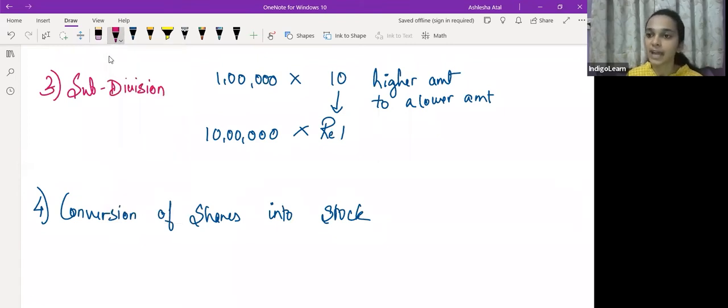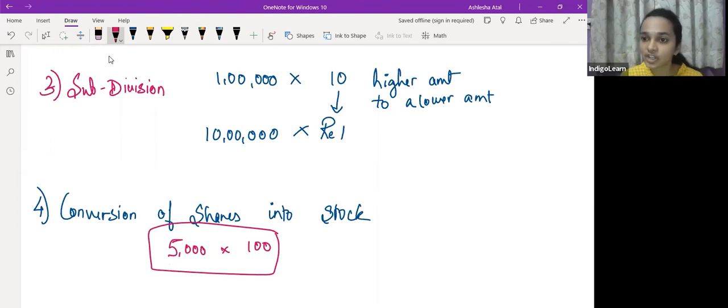Now say for example, I am a shareholder in the company. I have 5,000 shares of the company of rupees 100 each. मेरे पास 5,000 shares है of rupees 100 each. अभी now कंपनी क्या करती है, कंपनी बोलती है that let's merge all the shares, let's bundle all the shares, और वो बन जाएगा एक stock of 5 lakh.